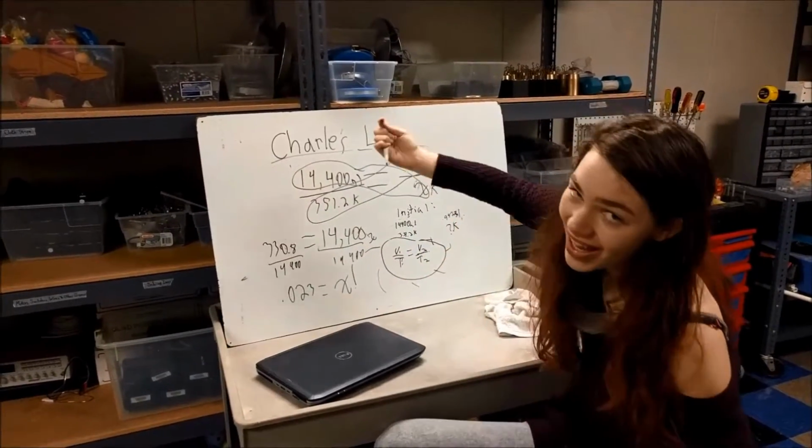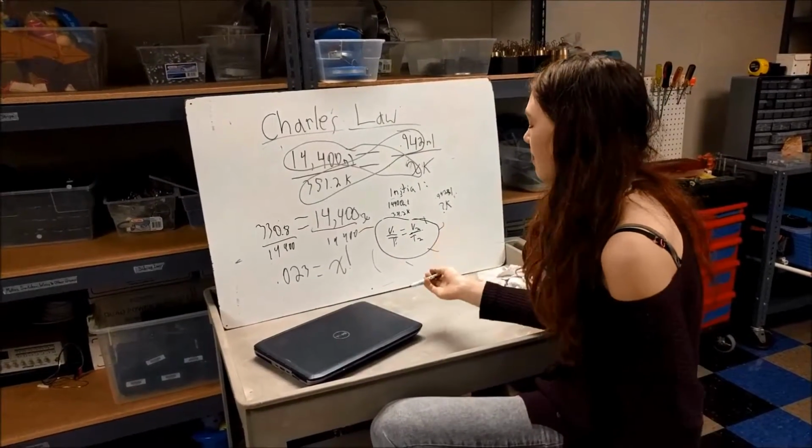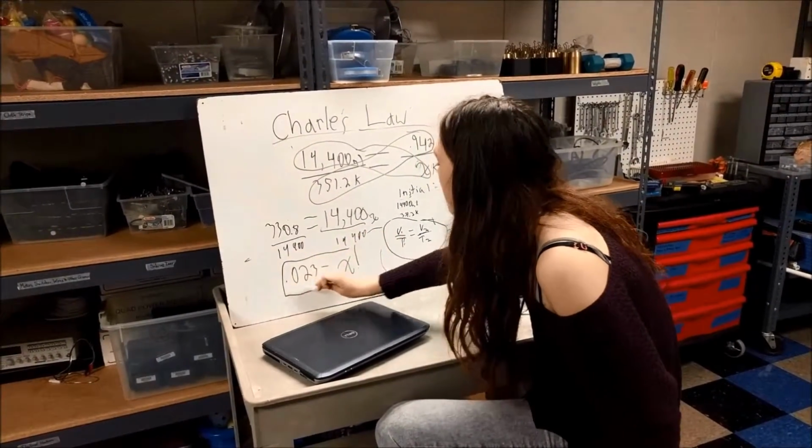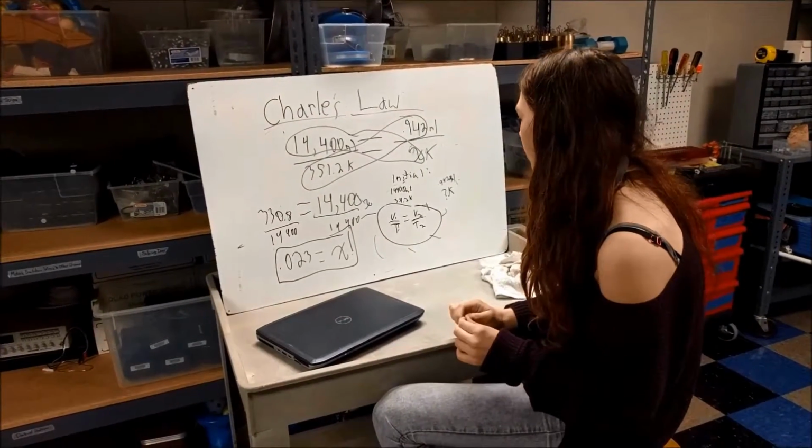So in order to find x, we can just divide it by 14,400, and we get that 0.023 is our x, and that means that it is at 0.02 degrees Kelvin.